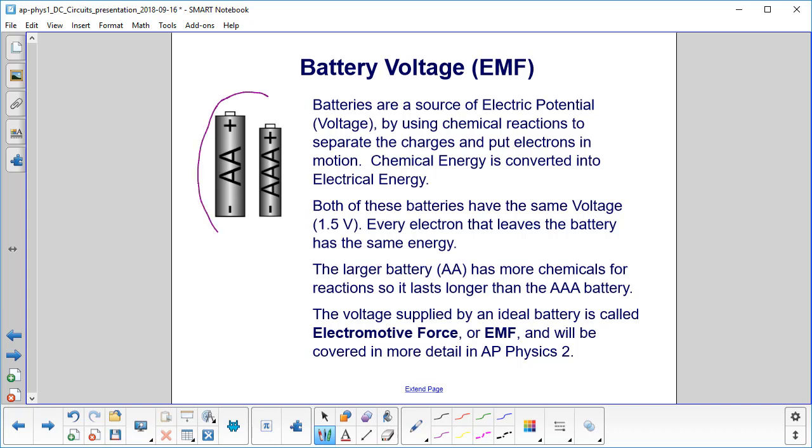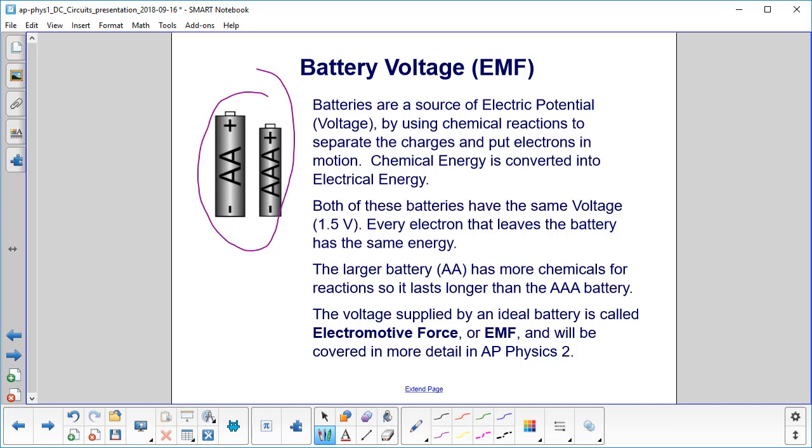Both of these batteries over here are 1.5-volt batteries. Every electron that leaves the battery has the exact same energy. The larger battery, the AA, still has the same voltage, but it has more chemicals for reactions, so it will last longer than the AAA. That's the only difference, plus it's bigger.